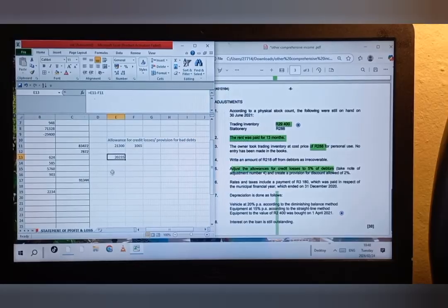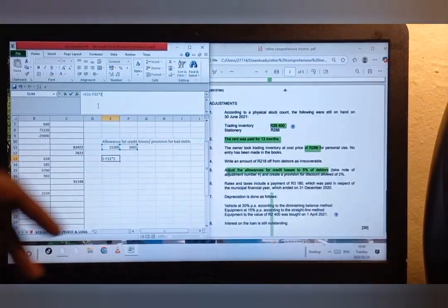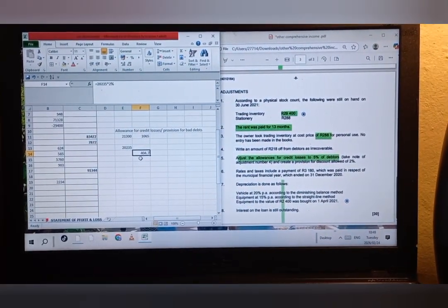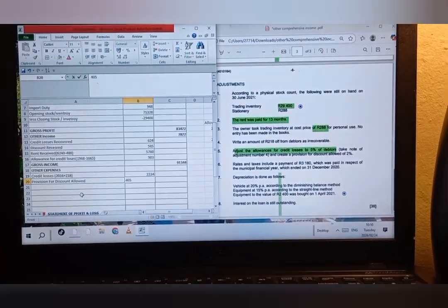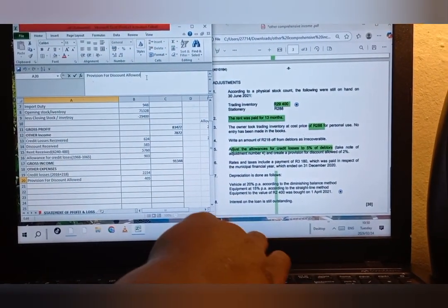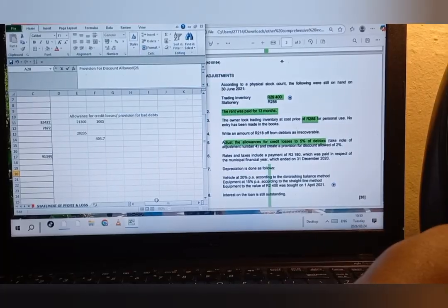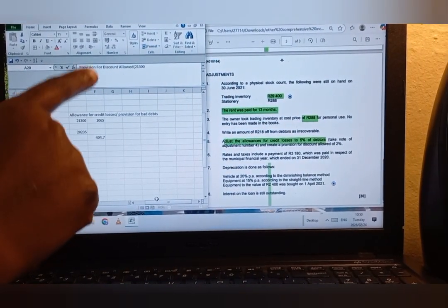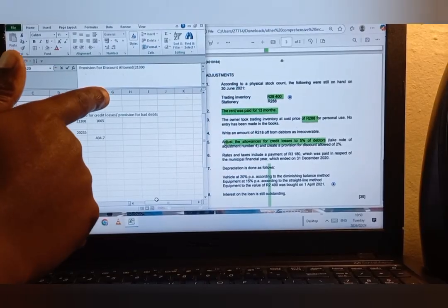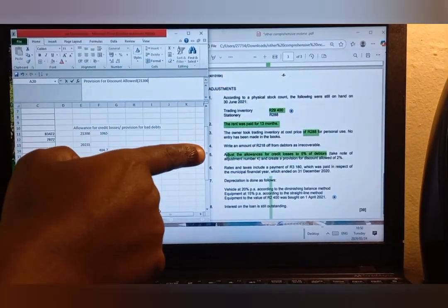The amount that you get, you times it by 2%. You get your provision for discount allowed, which is 405 rand. How did you get 405? We took 21,300, which is the amount for debtors control, trade receivables minus our current bad debts.